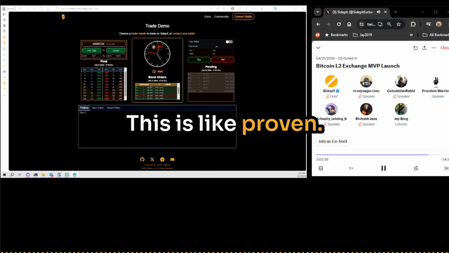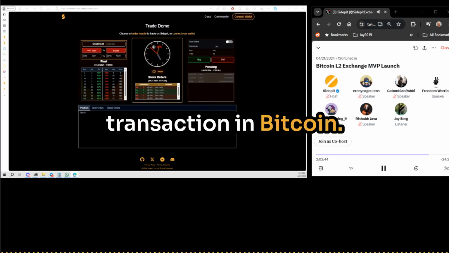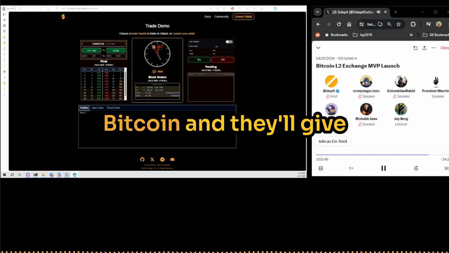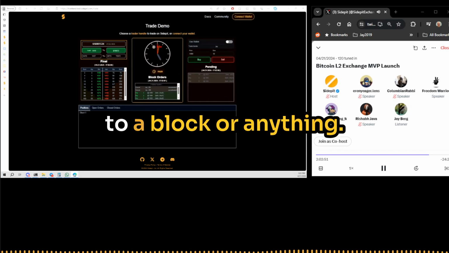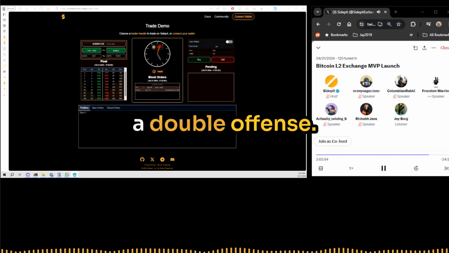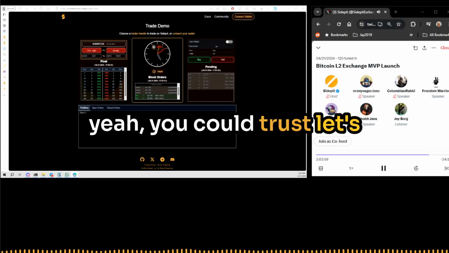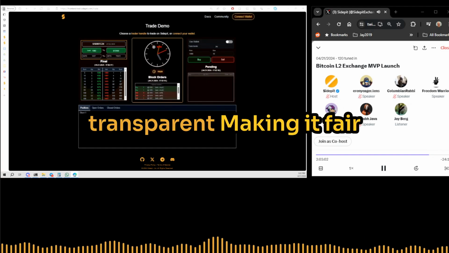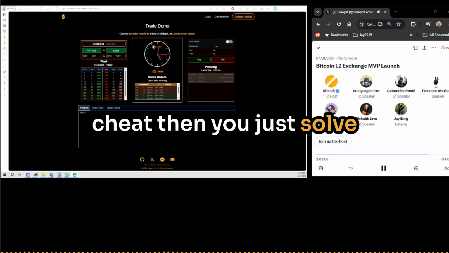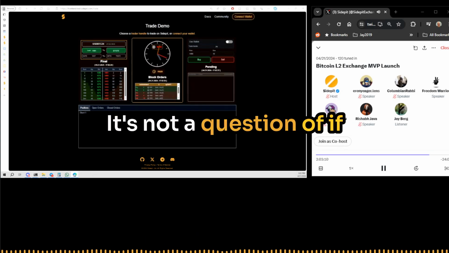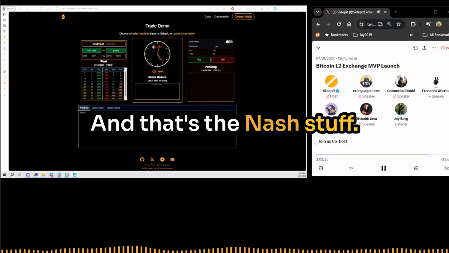This is proven. This is why there's never been a double spend attempt on a zero-conf transaction in Bitcoin. There are merchants all over the place that accept Bitcoin, and they'll give you the item without going to a block or anything. No one's ever attempted a double spend. So this whole obsession with trust, yeah, you could trust. Let's first start with making it transparent, making it fair, and seeing what happens. And if people don't cheat, then you just solve the problem, right? It's not a question of if they could cheat, it's if they do cheat, right? And yeah, that's the Nash stuff.